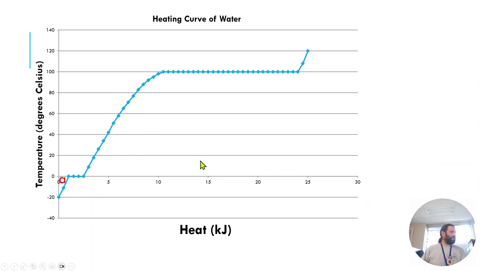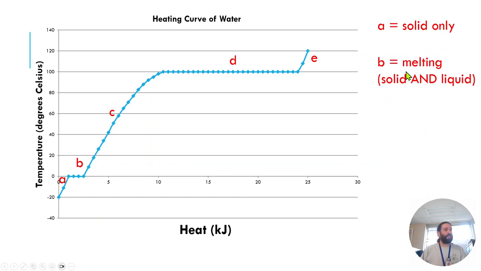So there are 5 regions of this graph: A, B, C, D, and E. Back in Unit 2, we had to identify what each segment represented. If you recall, segment A, the first diagonal region, was our sample in the solid phase. B is where melting occurs. When melting is occurring, we have both solid and liquid present. Just imagine putting an ice cube on your kitchen counter and letting it melt. It doesn't melt instantaneously. As it melts, you'll see a puddle of water form, but the ice cube will still be in the middle. So we have both phases.